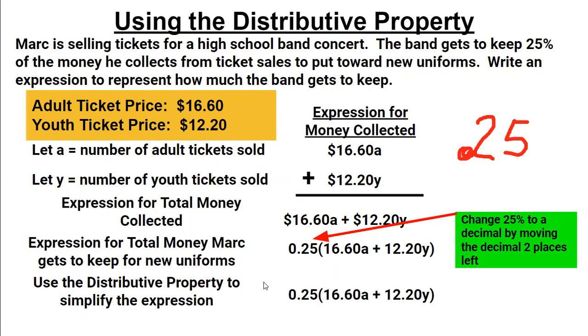So there it is. Let's simplify it. We have to take 0.25 times 16.60A. That'll give us 4.15, and the A comes along. And then we have to multiply 0.25 times 12.20y. That'll give us 3.05y. So altogether, it's 4.15A plus 3.05y. That is how much money Mark gets to keep for the new uniforms.